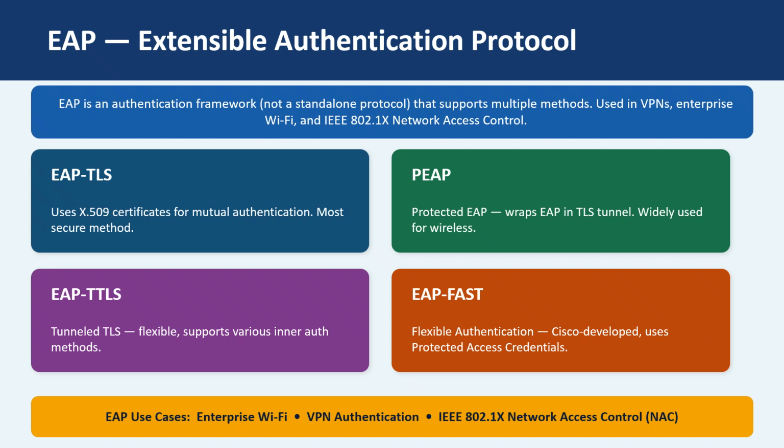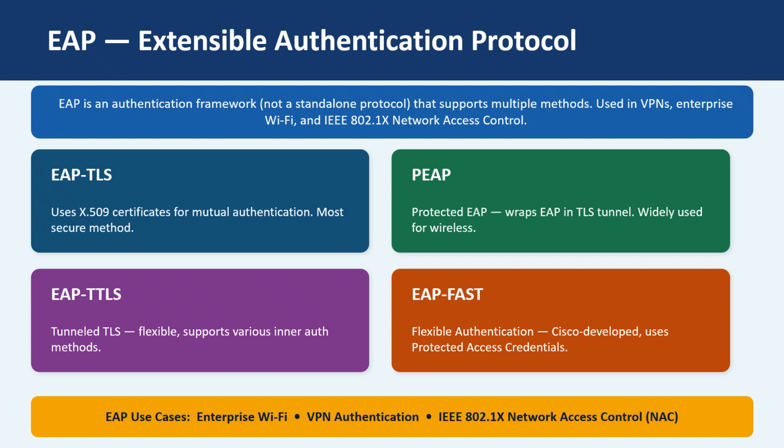PEAP is Protected EAP, which wraps EAP in a TLS tunnel. Widely used for wireless. EAP-TTLS is tunneled TLS, flexible and supports various inner authentication methods. EAP-FAST is Flexible Authentication via Secure Tunneling by Cisco, using protected access credentials. EAP use cases include enterprise Wi-Fi, VPN authentication, and IEEE 802.1X network access control.